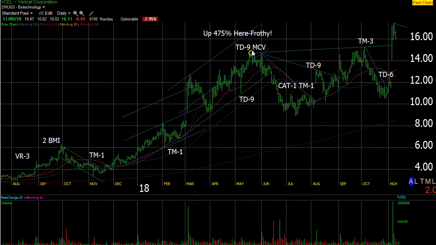So at this point, you've got a pullback in the cup. You've got again a TM1 cycle, Cat 1 in the cup, and then you get your Cat 2. It's a TD9 cycle, and you get your Cat 3. This is higher than that pivot, so that tells you we're going to have an upward-facing cup. That means we have strong price action within the cycle. So we're looking for potentially a soft landing pullback off of that.